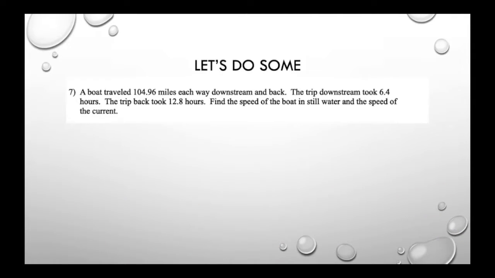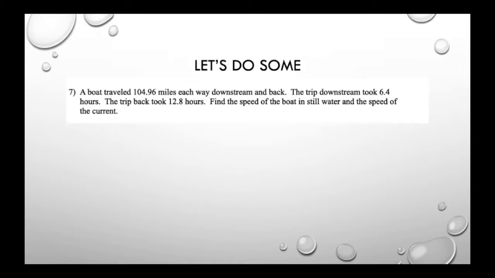Hold on. We're going to jump to 7, because I think these were the hardest. Word problems. The boat traveled 104.96 miles each way downstream and back. The trip downstream took 6.4 hours. The trip back took 12.8 hours. Much more realistic. It's very unlikely that your trips are going to be exactly 3 hours. Find the speed of the boat in still water and the speed of the current.